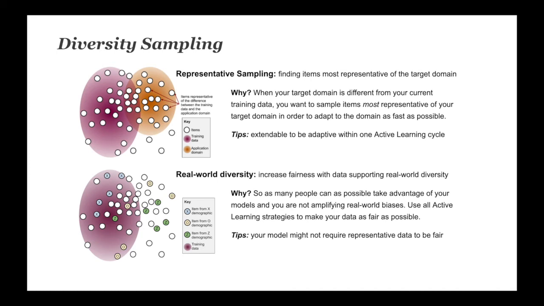Final example is real-world diversity, so increasing fairness with data supporting real-world diversity. This could be demographics relating to people, like gender or ethnicity or languages spoken, or other demographics that you care about in the real world for your data, like maybe time of day, day of week, or other kinds of metadata. And so structured for real-world diversity means looking at, again, distribution relative to your current training data.